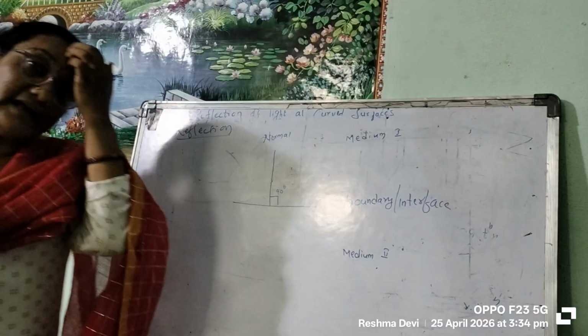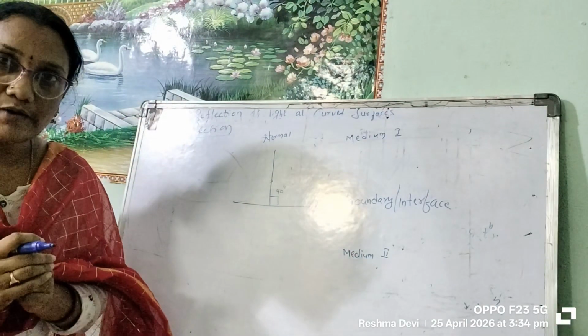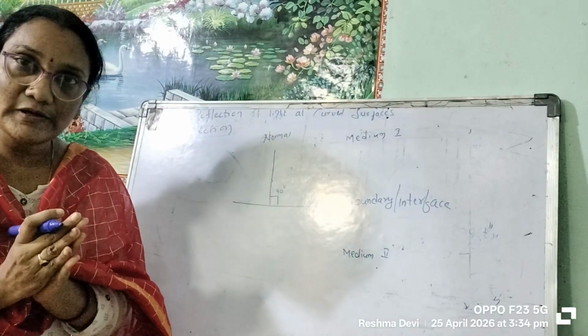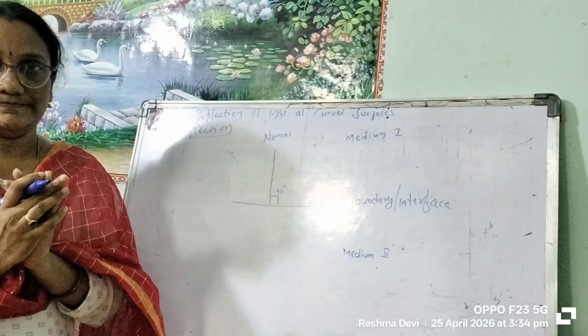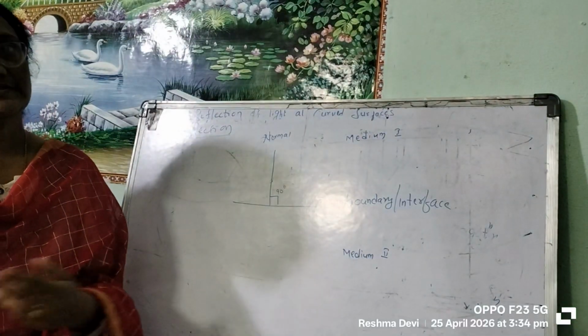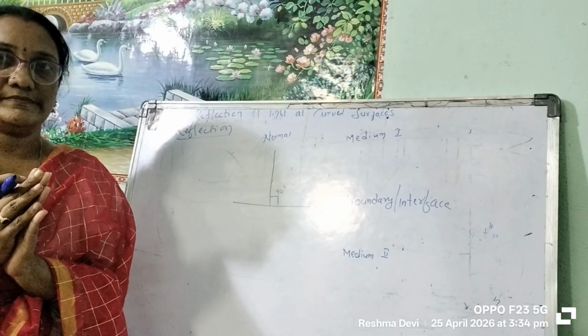We call it as normal. Okay. So what is normal? A line drawn perpendicular to the boundary, we call it as normal. Now, let us take any light source or assume sunlight itself only.